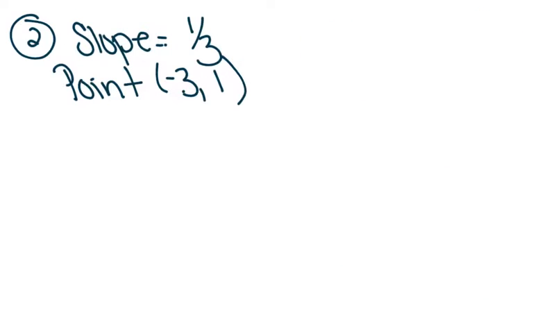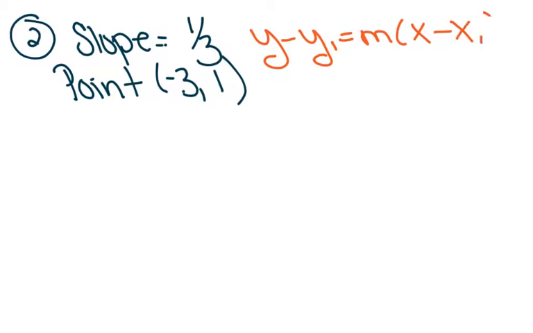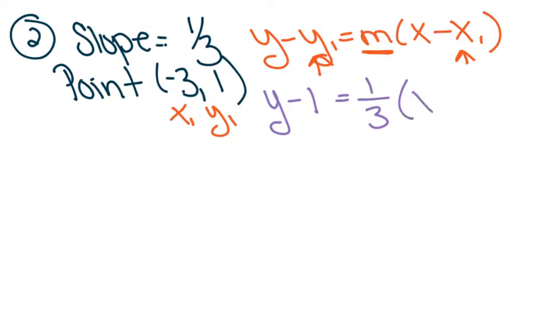Okay. I'm going to write my point slope formula right on the top so we don't forget. y minus y1 equals m times x minus x1. And again, we got our slope, and then we're plugging in our point. Okay? So if I plug stuff in, I would have y minus, my y1 value is 1. My slope is 1/3. And I'm going to have x minus negative 3.